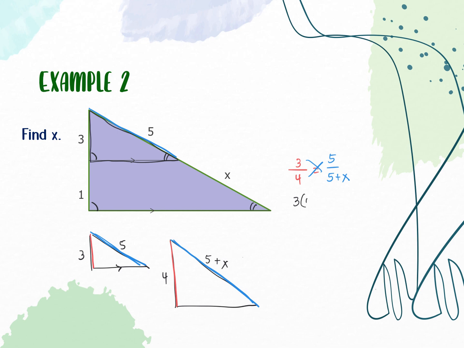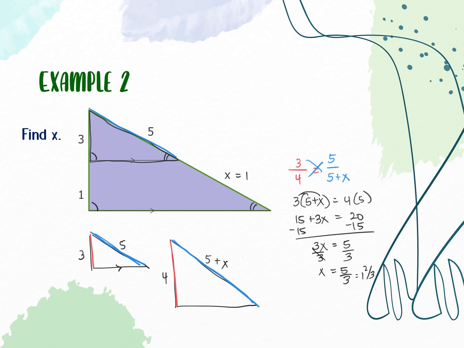It's going to be 3 times 5 plus x equals 4 times 5. I have to remember to distribute the 3, so 15 plus 3x equals 20. I'll subtract 15 from both sides. I'll get 3x equals 5, and I'll divide by 3, and I'll get that x equals 5/3, or 1 2/3. So that's the length of x, and that's how I find x.